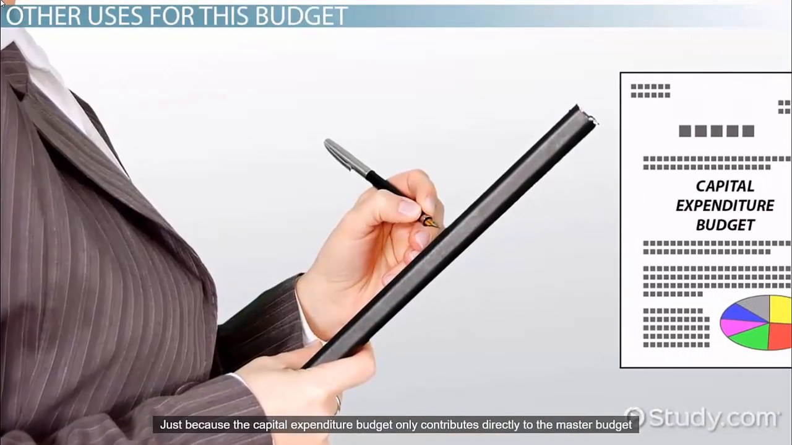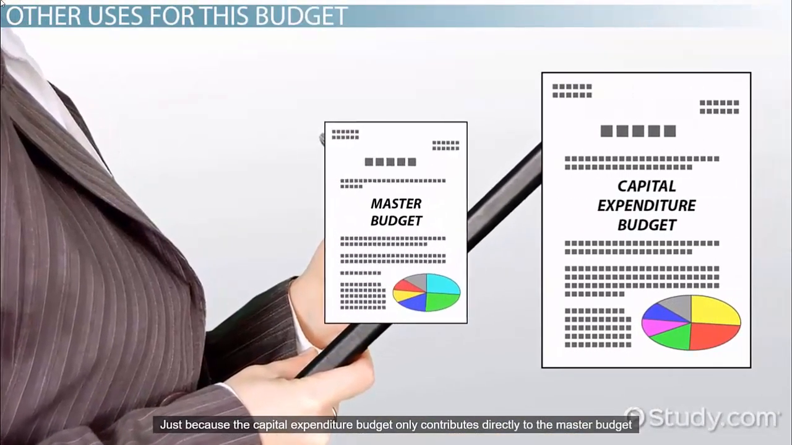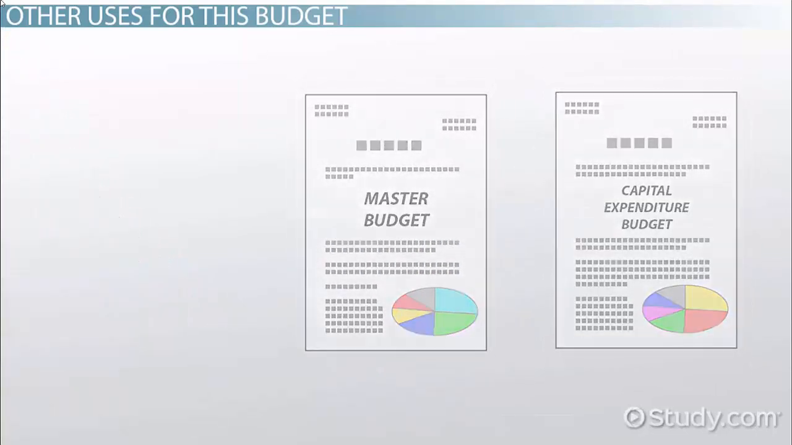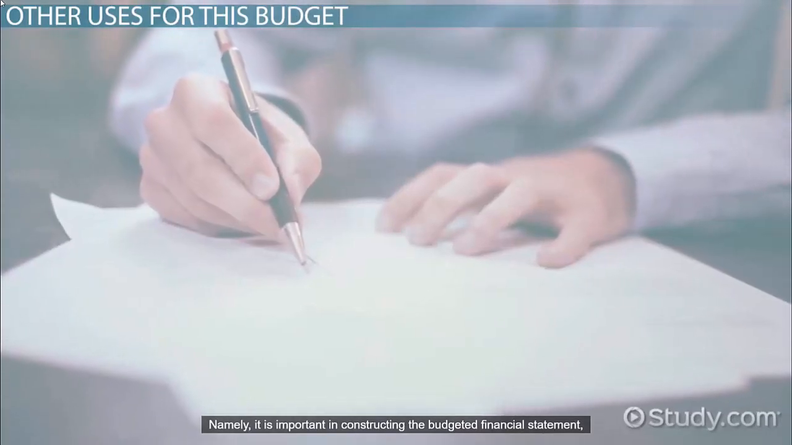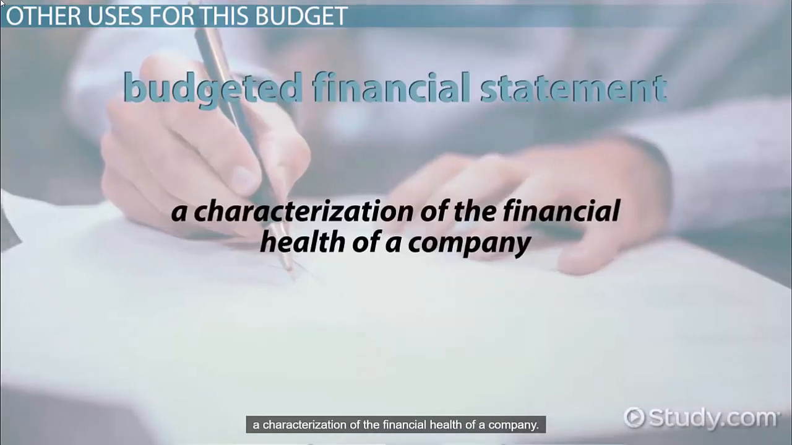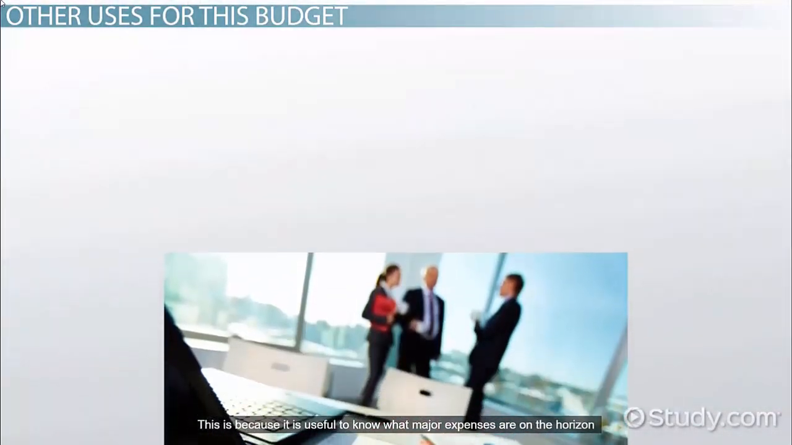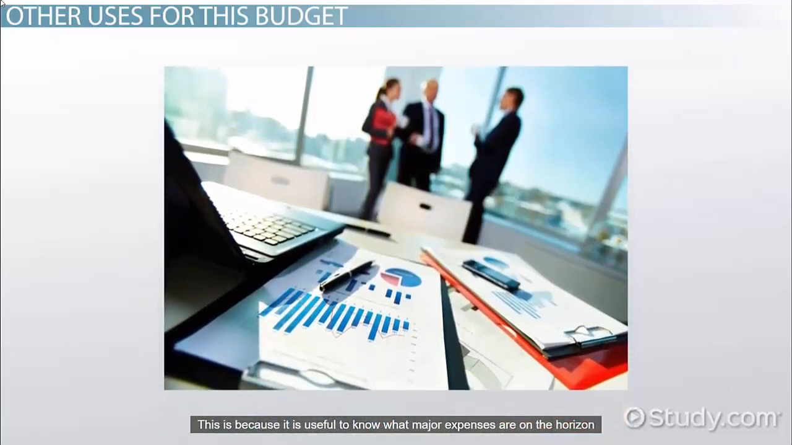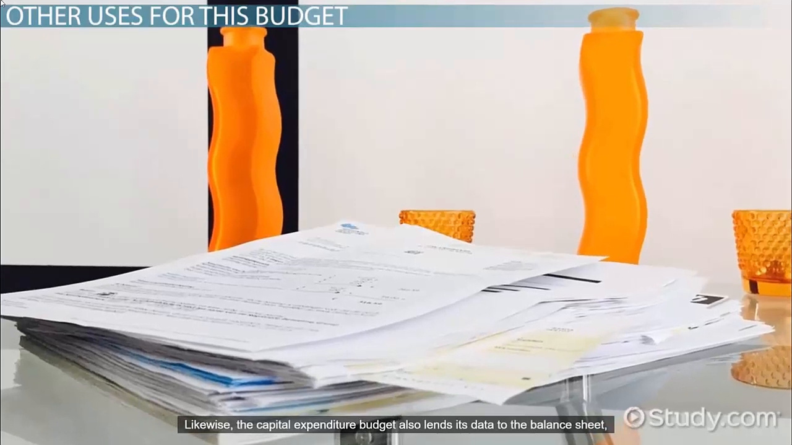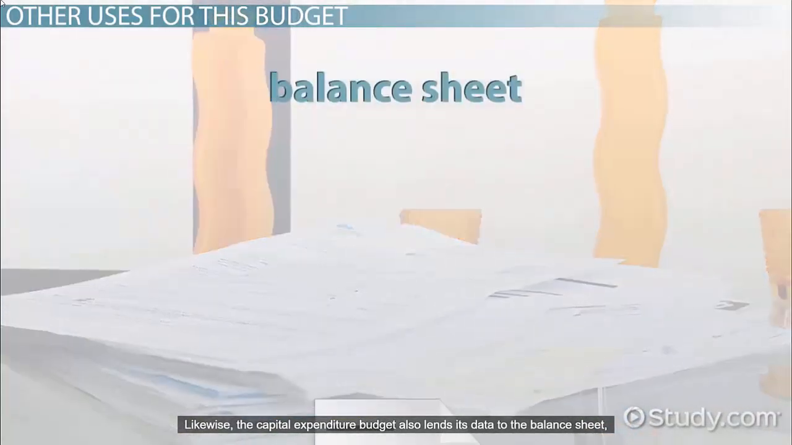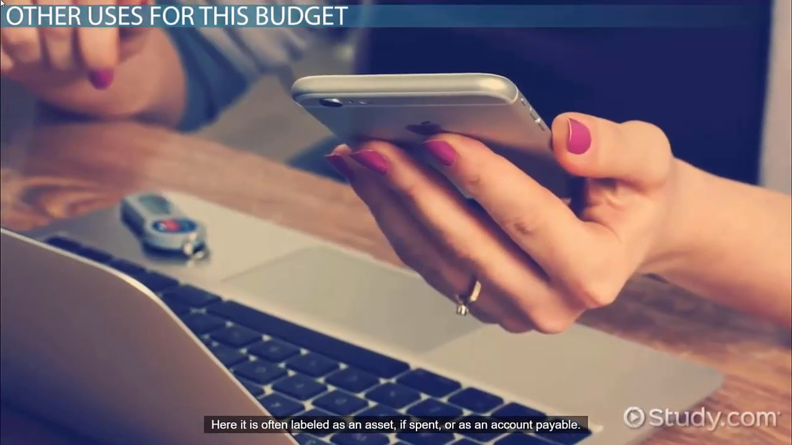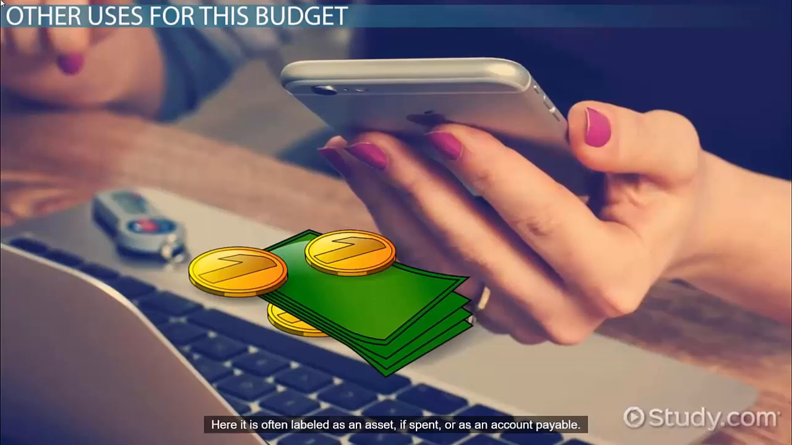Just because the capital expenditure budget only contributes directly to the master budget does not mean that it is not important on other financial documents. Namely, it is important in constructing the budgeted financial statement, a characterization of the financial health of a company. This is because it is useful to know what major expenses are on the horizon when looking at the finances of a company. Likewise, the capital expenditure budget also lends its data to the balance sheet, a list of all the assets and liabilities of a company. Here it is often labeled as an asset, if spent, or as an account payable.